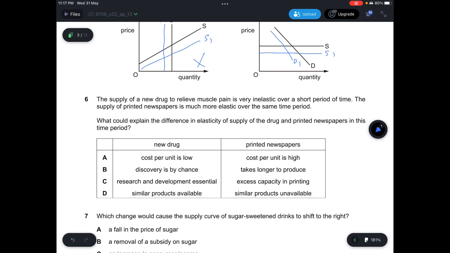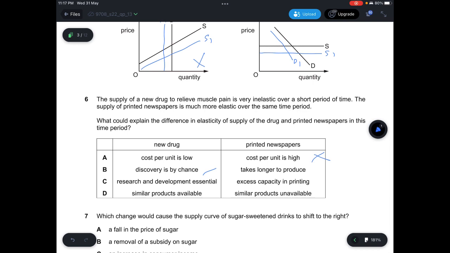A, it says cost per unit is low for the new drug and cost per unit is high for printed newspapers, which is not correct. Cost per unit is high for goods that are inelastic, and cost per unit is low for goods that are elastic. And B, discovery is by chance for new drug, which is a reason why it could be inelastic.